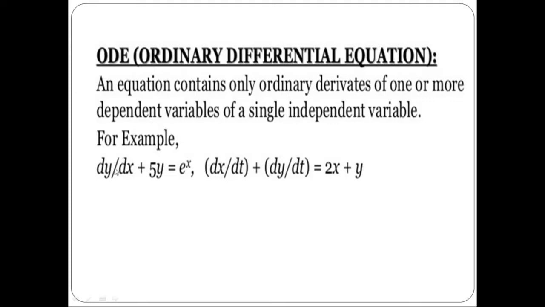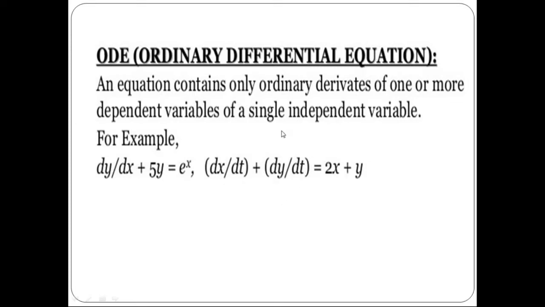For example, an ordinary derivative means d by dx. I'm talking about d by dx. Here, in dy by dx, y is the dependent variable and x is the independent variable. y depends upon x. Now, dy by dx plus 5y equals e raised to the power x. In this differential equation, y depends upon x only. Here there is one independent variable, that is x, and one dependent variable.